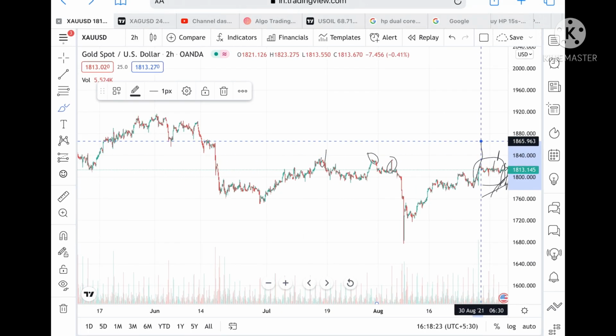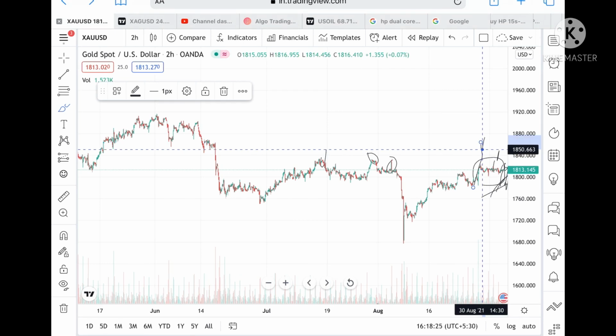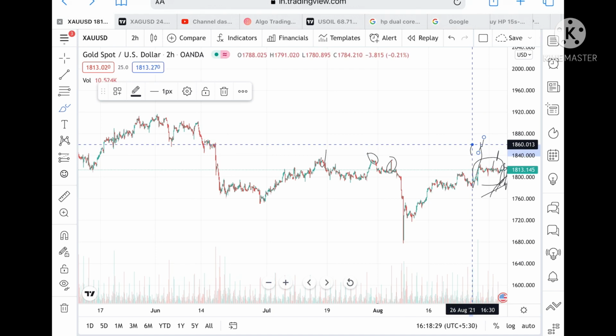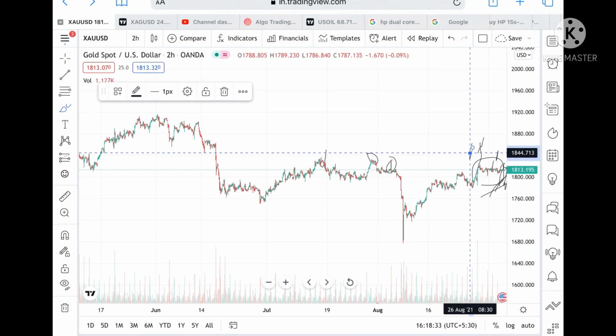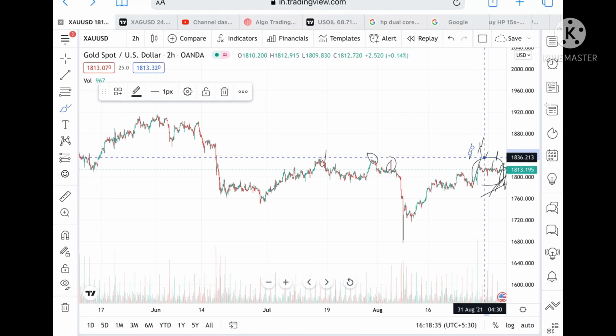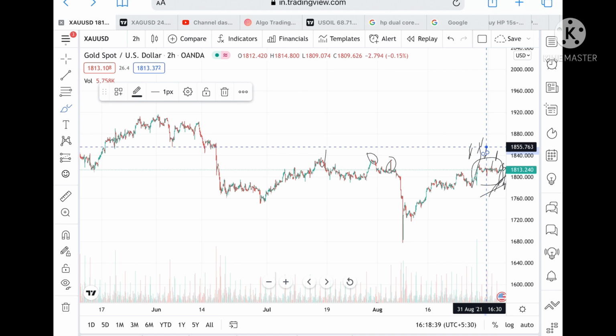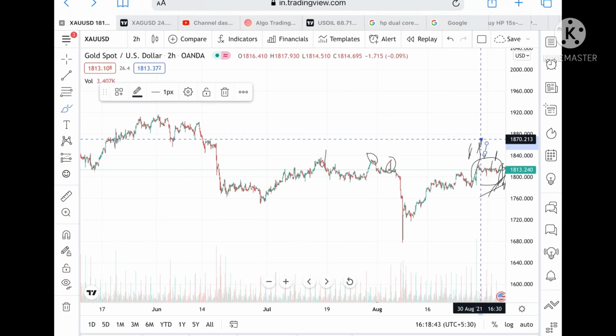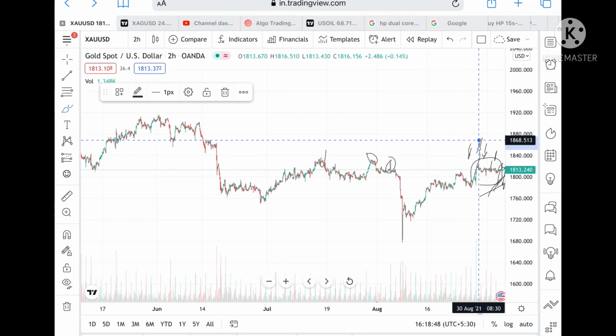It can bounce back from this level and can touch a level of 1844 also, and from there it can touch a level of 1861 also. Once it touches a level of 1831, from there it can go and touch a level of 1843, and then it can touch a level of 1863. Okay, suppose this level crosses upside, then we can see a level of 1868 also.